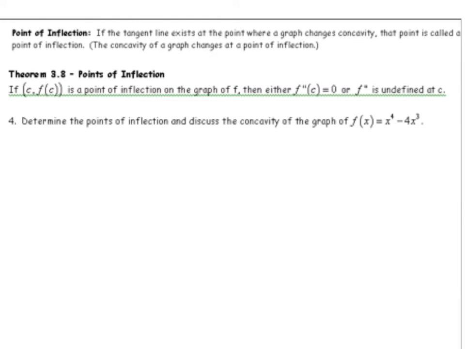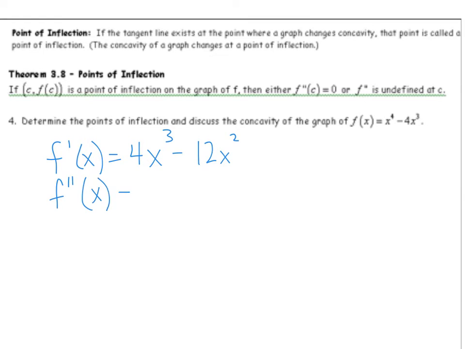So the first thing that we want to do is take the derivative of this function. So I have f prime of x is equal to 4x to the third minus 12x squared. And then we want to go ahead and take the second derivative of this function, which is 12x squared minus 24x.